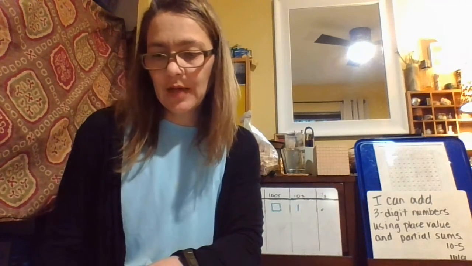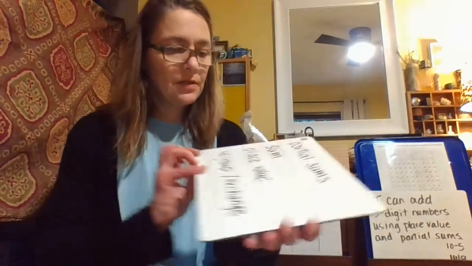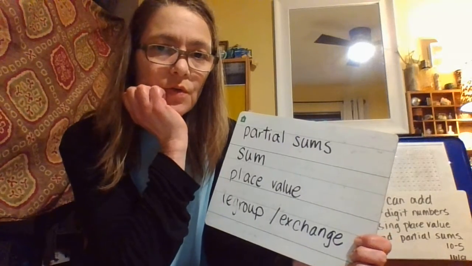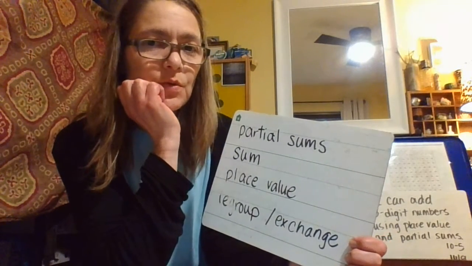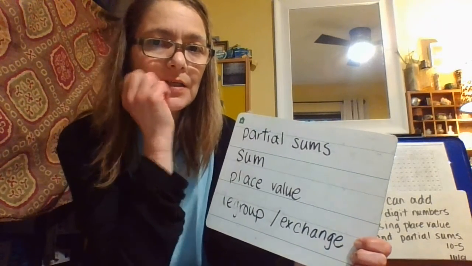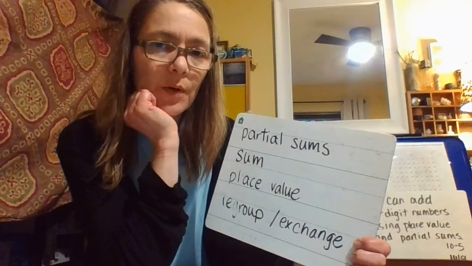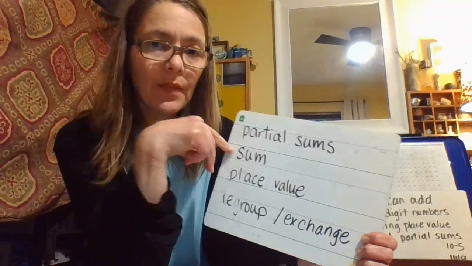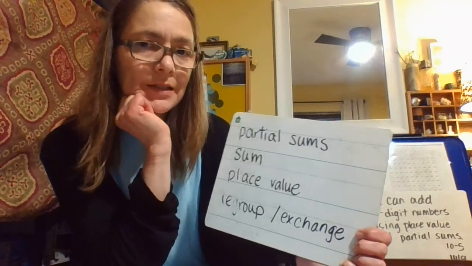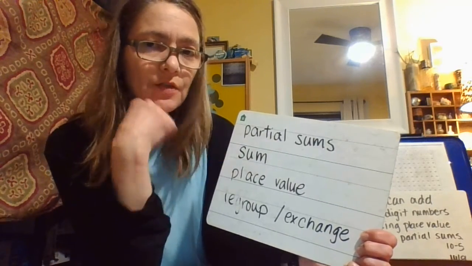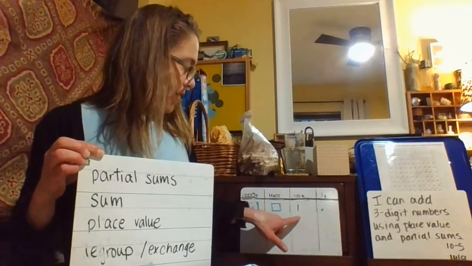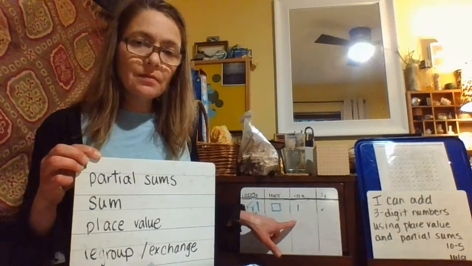And there's some vocabulary you're going to need to know, or just review. Partial sums is when you put your three-digit number into groups of their hundreds and their tens and their ones. So I call that expanded form when you put it into the expanded form. Sum, and that is the total in an addition problem, so your answer in an addition problem when they ask you to add. Place value, and the place value shows you where your digit is. So if you have a 1 in the tens, it's worth 10 ones.